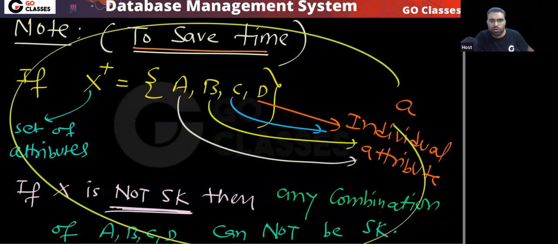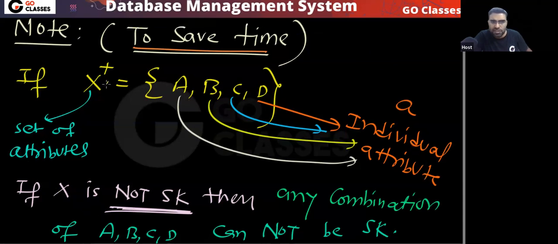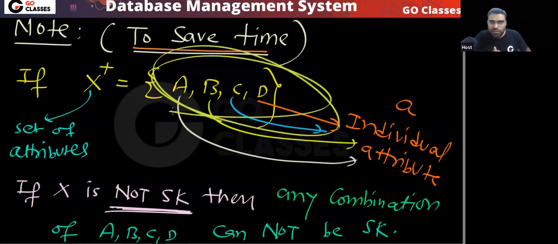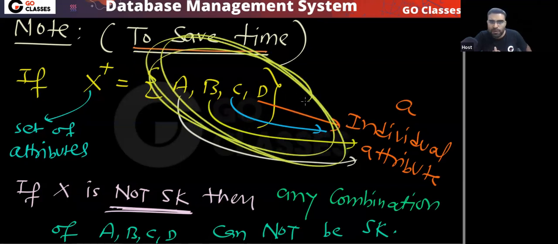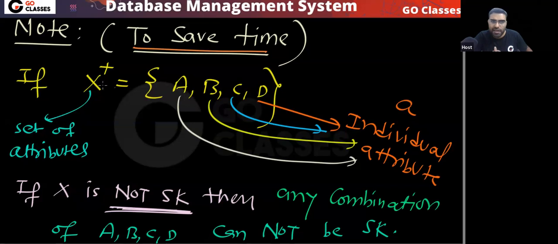And this is a very simple logic, because if X is not a super key, it means X cannot determine everyone. If X cannot determine everyone, then these attributes also cannot determine everyone, because if they could determine everyone, then X also could determine everyone. Yes or no? So this is a simple logic, and it can save you some time.